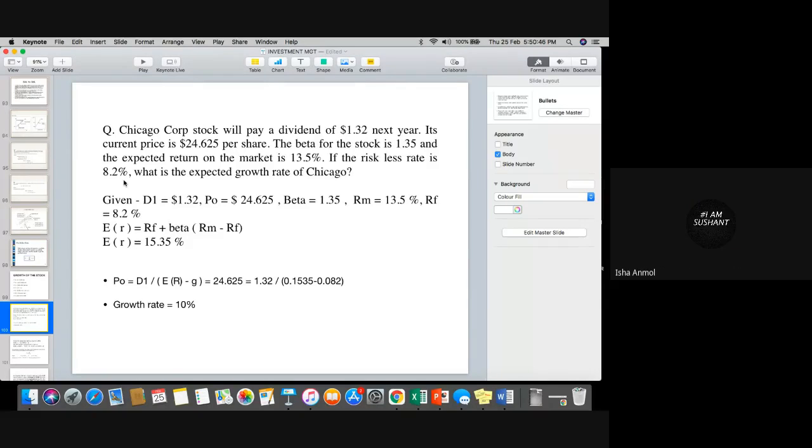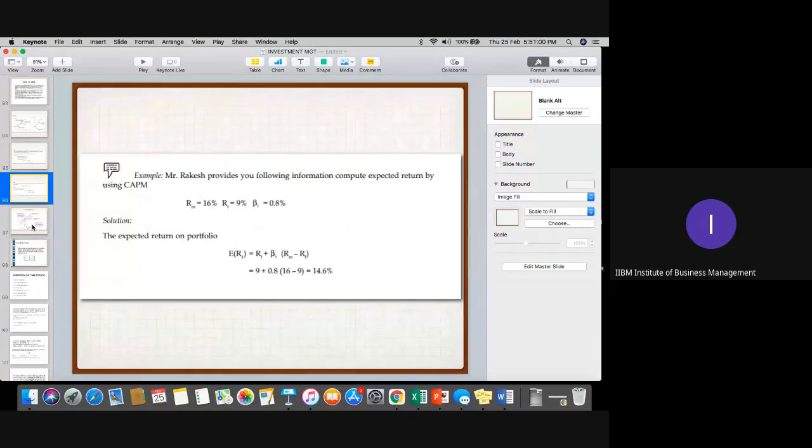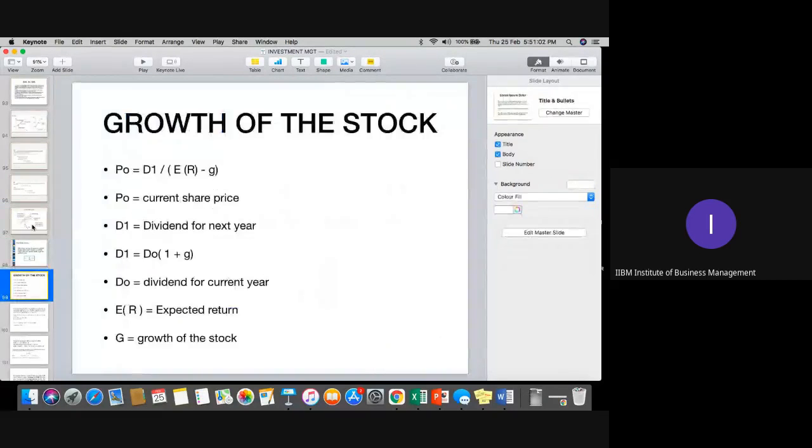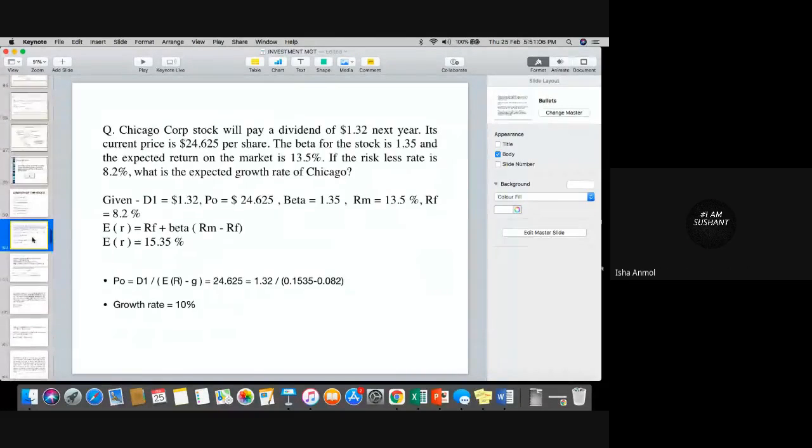Sir, please show the 98 slide. Which slide? 98. Yes, this is not in syllabus actually. I'm not covering that part. I have lots of things to discuss, CML, SML, but as these things are not in your syllabus, I'm not going to discuss those. Okay, sir. Because the major part in your syllabus is the CAPM model and its numericals.